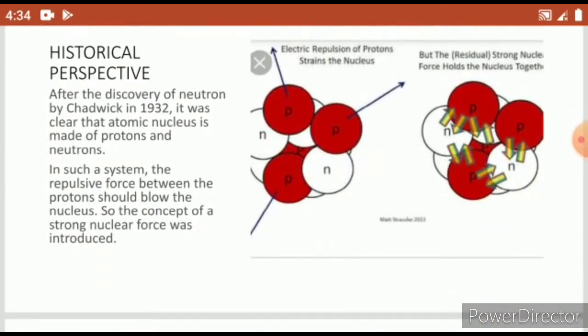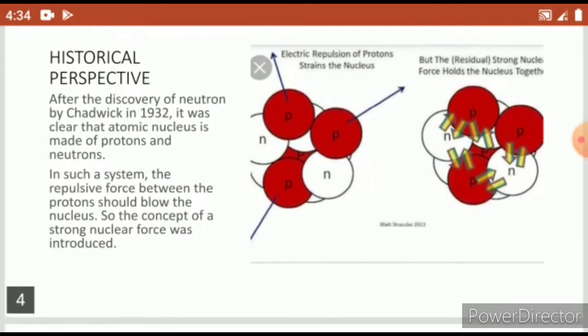In 1932, Sir James Chadwick discovered the neutron. So, inside the nucleus there are two kinds of particles, one is the neutron and the other is the proton. The neutrons are neutral particles while the protons are positively charged. Since the protons are positively charged particles, they repel one another. So, how can so many positively charged particles exist inside the nucleus in such a tiny amount of space?